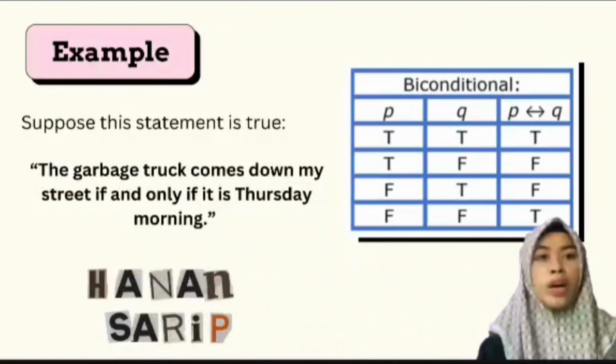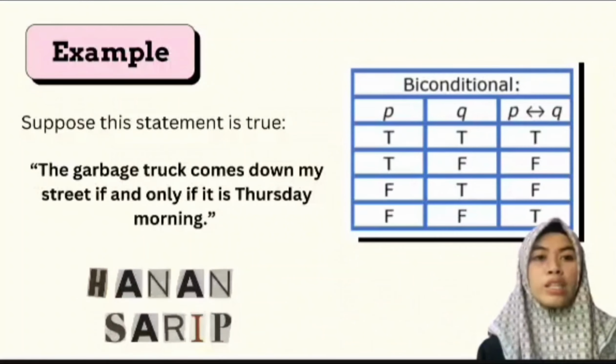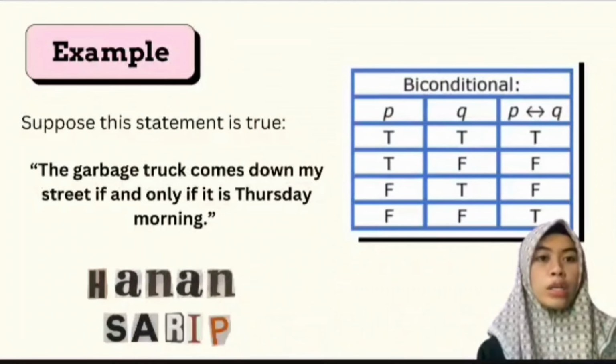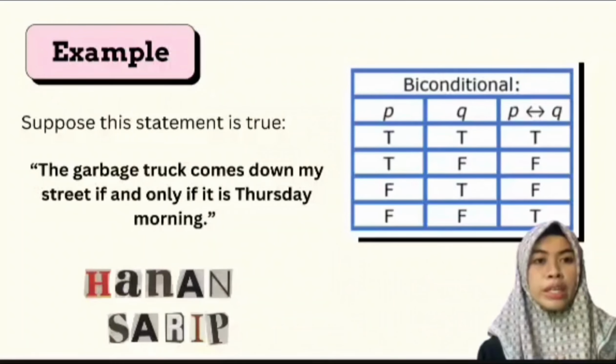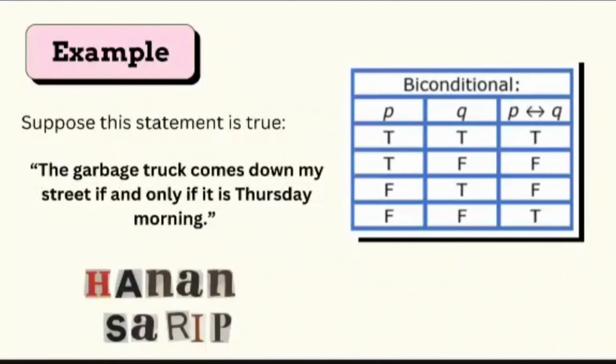So, meaning to say, the garbage truck only comes to their street if and only if it is Thursday morning. So, the antecedent here, "the garbage truck comes on my street," is called the antecedent, while the consequent is "if and only if it is Thursday morning." So, both of them are true.